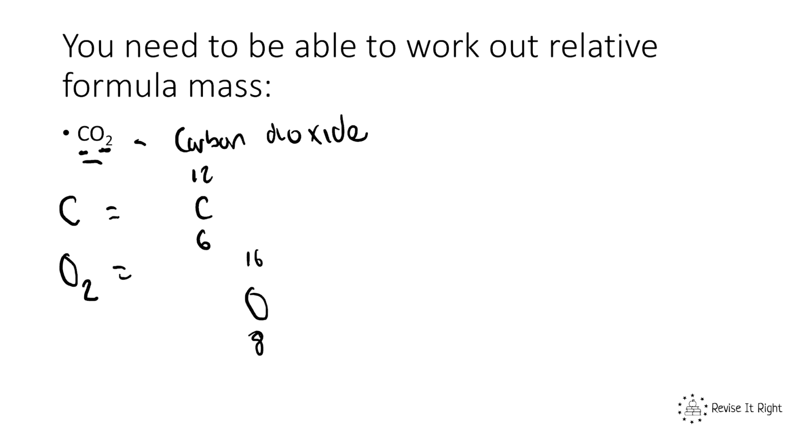Now you'll remember that the mass number is the larger number on the periodic table. So we need to use that when working out our relative formula mass, because we need to find the mass of each element. So there's one carbon, and carbon has a mass of 12. Now there's two oxygen. One oxygen has a mass of 16, however there are two of those because it's O2. So we times 16 by 2, which gives us 32.